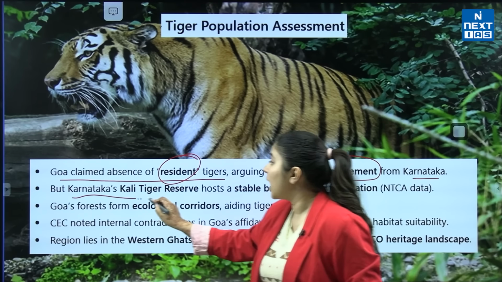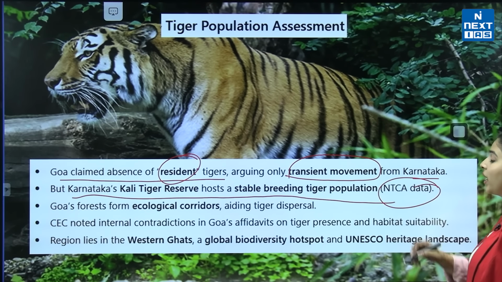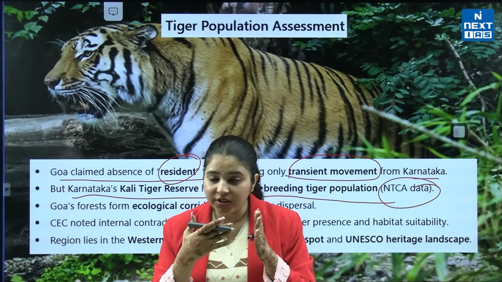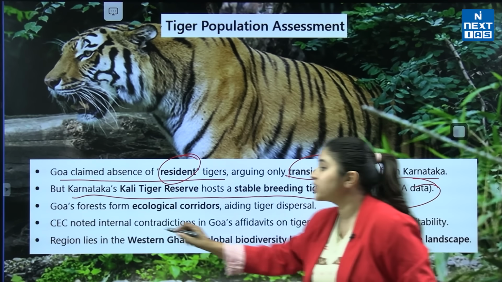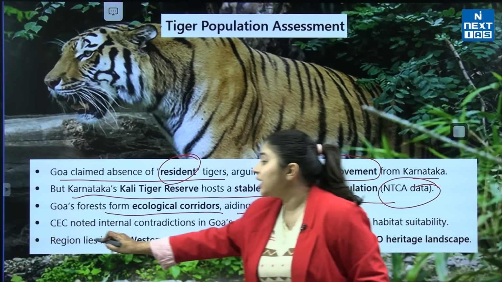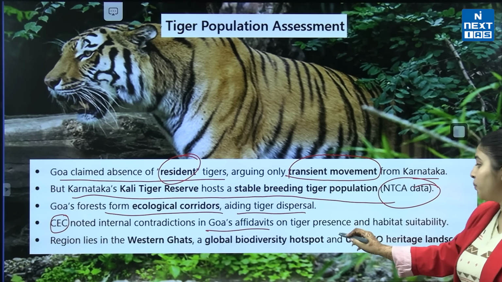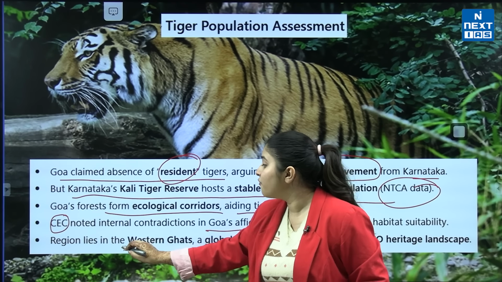But Karnataka's Kali Tiger Reserve hosts a stable breeding tiger population, according to the NTCA data. So the NTCA data says that Kali Tiger Reserve, which is very close to Goa, holds a stable breeding tiger population. Now Goa's forests form ecological corridors aiding tiger dispersal, and the CEC also noted internal contradictions in Goa's affidavits on tiger presence and habitat suitability, and then the region lies in the Western Ghats.